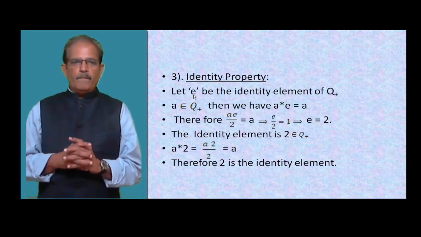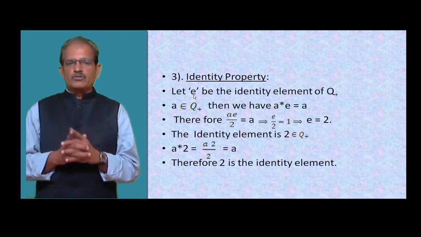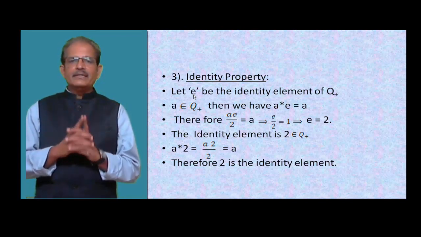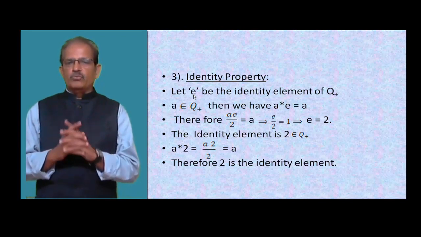So now, what is 2? 2 is a positive rational number. 2 belongs to Q plus. So identity element E is 2, which belongs to Q plus.